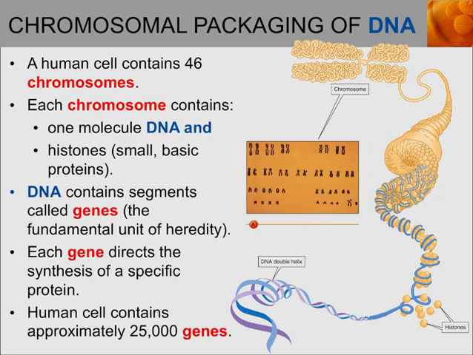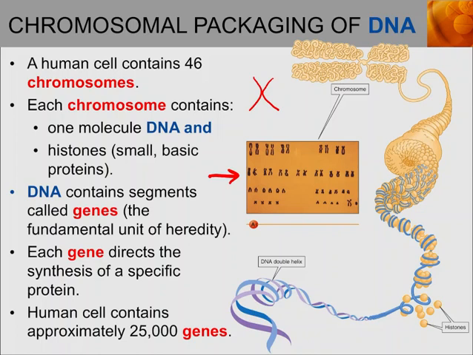A chromosome kind of looks like an X, and there are two pieces of a chromosome. So there's a pair of chromosomes basically that join together. A human cell contains a total of 46 chromosomes, or 23 pairs of chromosomes, and you can see those off to the right. If you've heard of X and Y chromosomes, those are the chromosomes that determine your gender at birth. That's what chromosomes are, right?